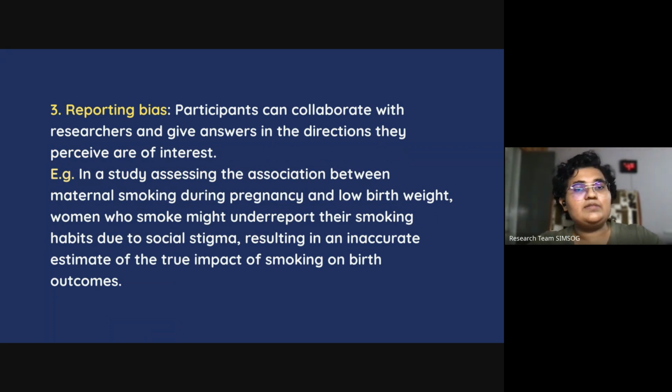Then there is reporting bias. Participants can collaborate with researchers and give answers in the direction they think the reporter wants, or that they think are of interest to the interviewer. For example, if I'm doing a study assessing the association between maternal smoking in pregnancy and low birth weight, women who smoke might underreport their smoking habits because of social stigma or because they think the interviewer doesn't want to hear how much they have been smoking during pregnancy. So this can result in an inaccurate estimation or an underestimation of the true impact of smoking on birth outcomes.